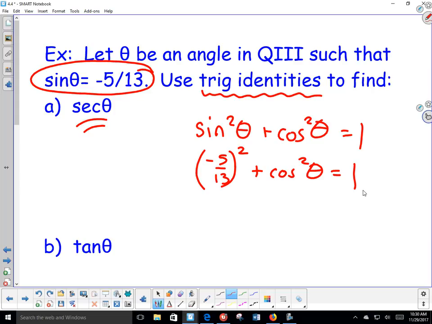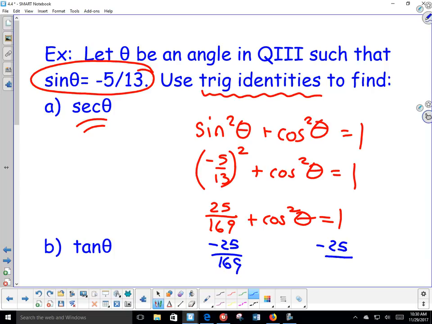What's -5/13 squared? Is that going to be 25 over 169? Plus cosine squared theta equals 1. We need to subtract 25 over 169. It's negative. Oh yeah, because -5 is being squared, so it's going to be positive 25, correct?